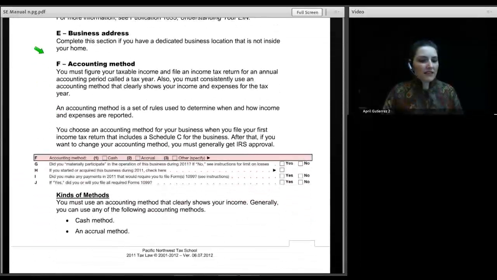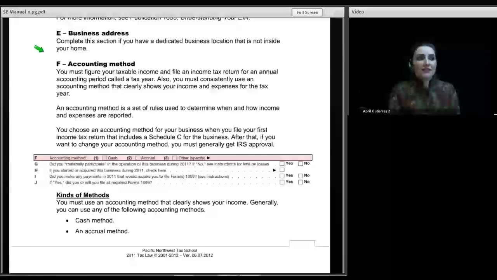Business address: complete this section if you have a dedicated business location that is not inside your home. Now, I find no guidance about business address on the IRS website other than if you have one, put it in there. But what I can tell you, my experience has been, when a client gets audited, there's two different ways the IRS can go about auditing you. One of the ways they audit you is they send you a letter and they tell you to make an appointment to come down to their office. And here in Oregon, it's the 6th floor of the federal building, right?